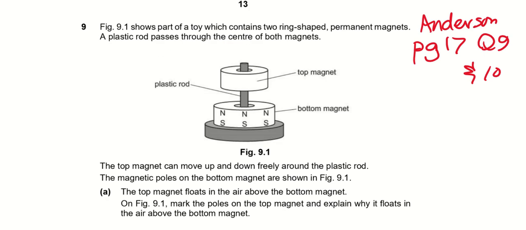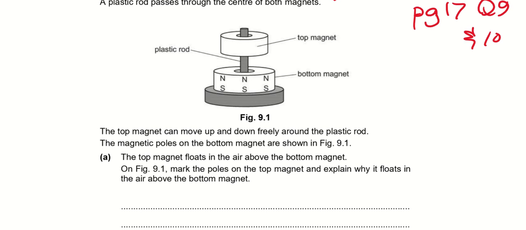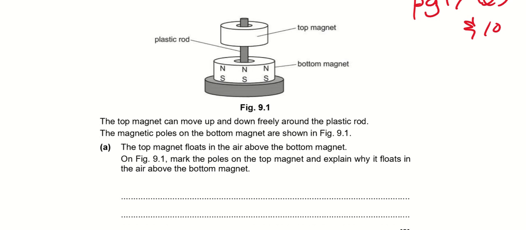Okay, the next question that we're going to go through is Anderson, page 17, question 9 and 10. Figure 9.1 shows part of a toy which contains two ring-shaped magnets. They are permanent magnets. I don't know whether it's important, but I mark it out first. A plastic rod passes through the center, and the top magnet can move up and down freely around the plastic rod. Magnetic poles on the bottom magnet are shown. The top magnet floats; mark the poles. So here definitely no. Why? Opposite poles attract, so like poles repel. This one is very simple. Like that, 2 marks. Simple.